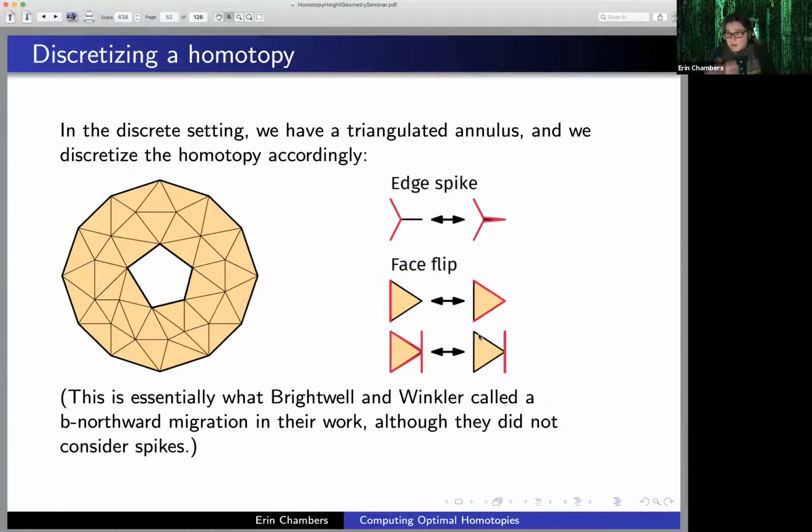I at heart like combinatorics and graphs. So in the discretized setting, I'm going to say, well, we have a triangulated annulus. And how do you discretize a homotopy? Here's where it starts to look like graph parameters a little bit more. You might choose to spike, right?